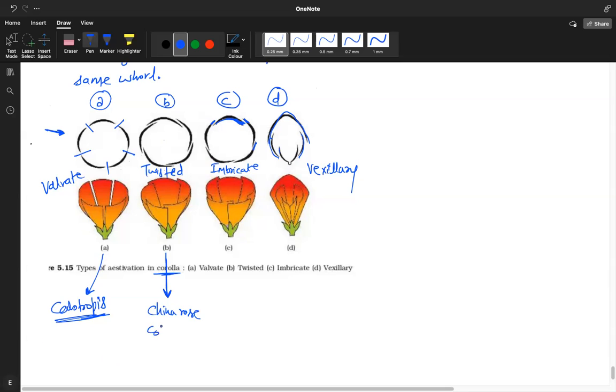And even cotton flower, flowers of cotton. So this and okra. You know what is okra? Okra flower. You know okra plant or okra. What is okra? What do we call it, lady finger? You know that vegetable lady finger? I don't know why it's called lady's finger. It doesn't look like a lady's finger at all, but the other name is okra. So China rose, cotton, and okra or lady finger all have twisted estivation.